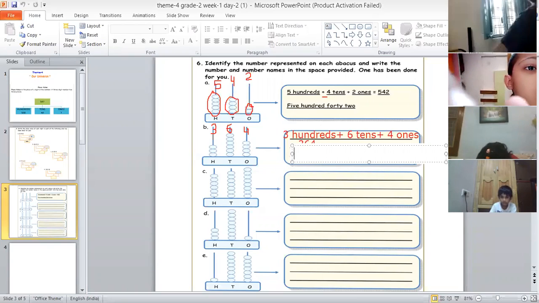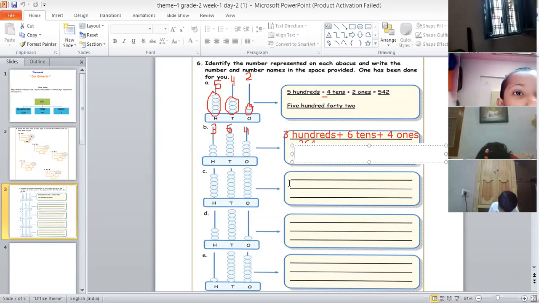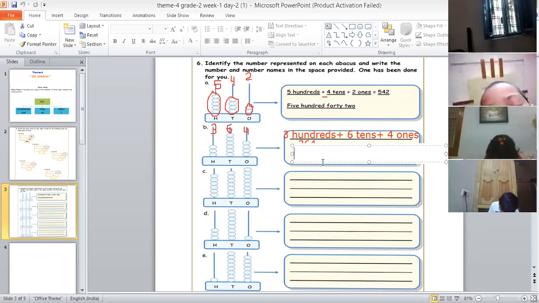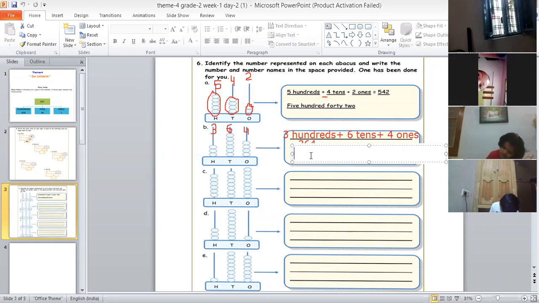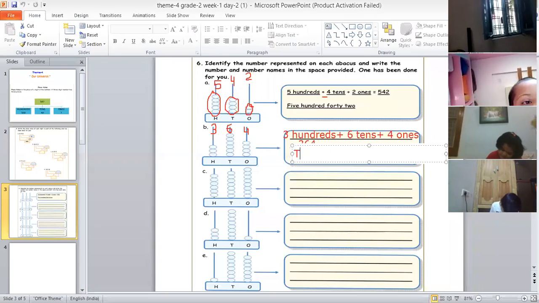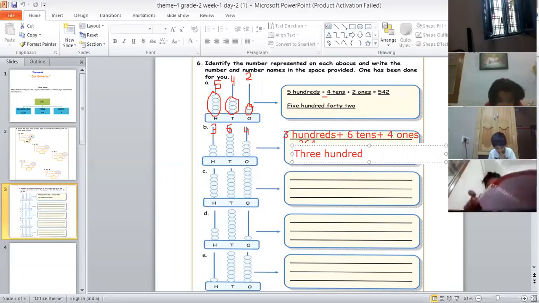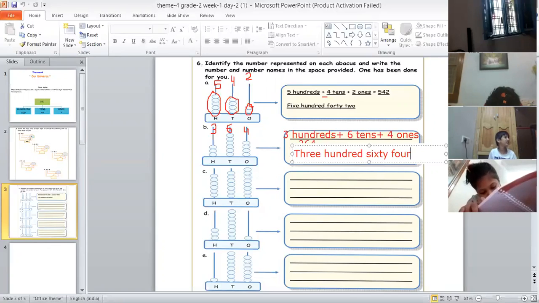Very good. So this is 364. So we'll write here the spelling: THREE, 3, HUNDRED, SIXTY, 60, FOUR, 4. 364.